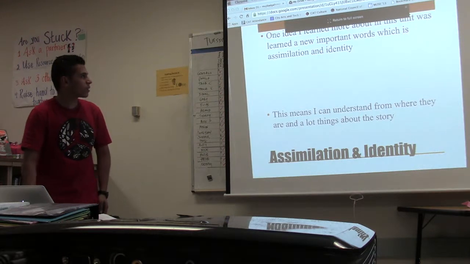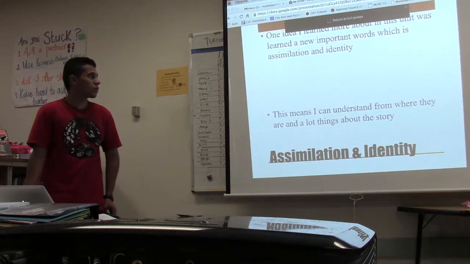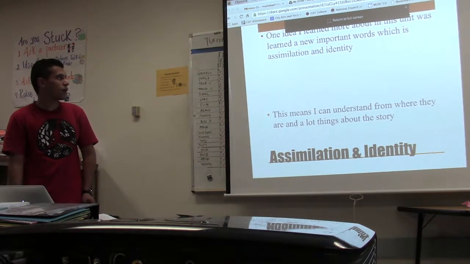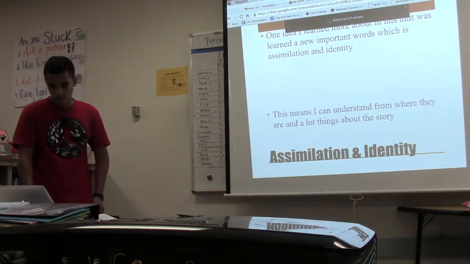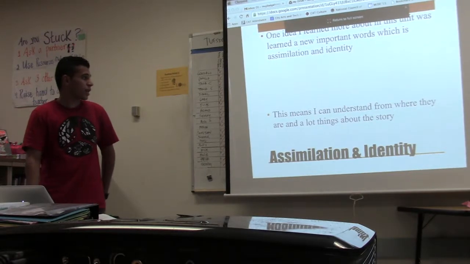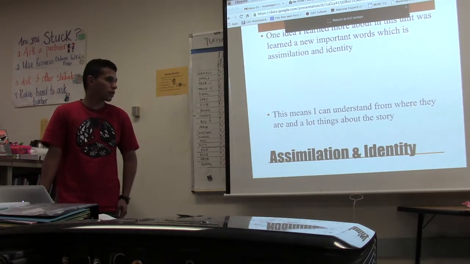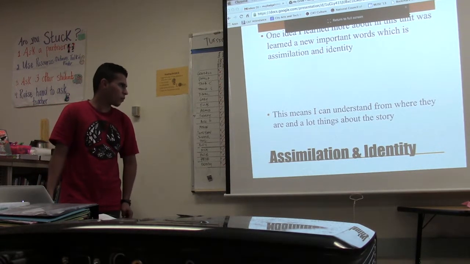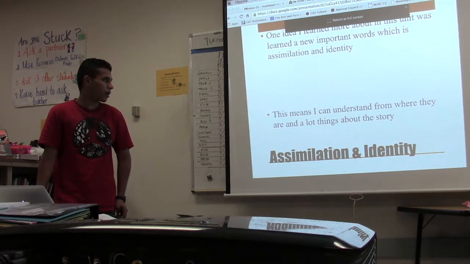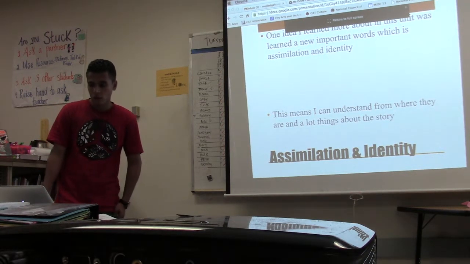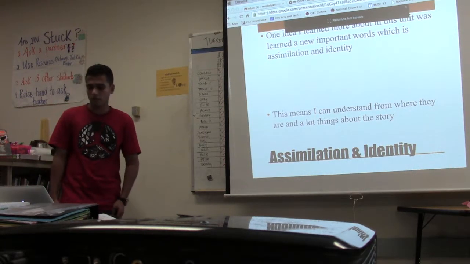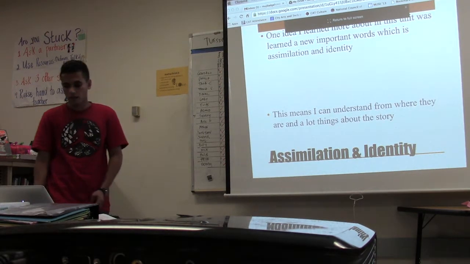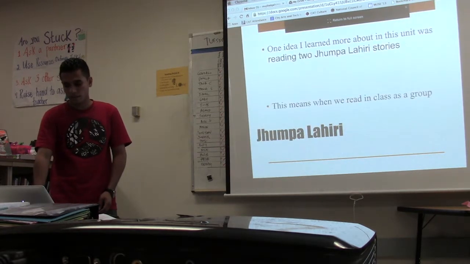One idea I learned more about in this unit was a new important word, which is assimilation and identity. This means I can understand where they are from and a lot of things about the stories. When I read the two stories in English class, I compared between the stories in Interpreter of Maladies, Mrs. Das and Mrs. Sen.